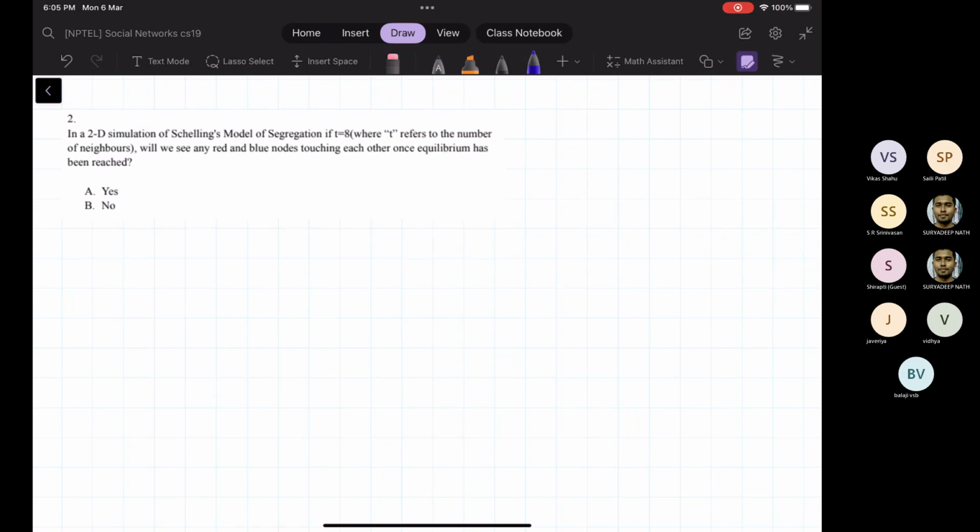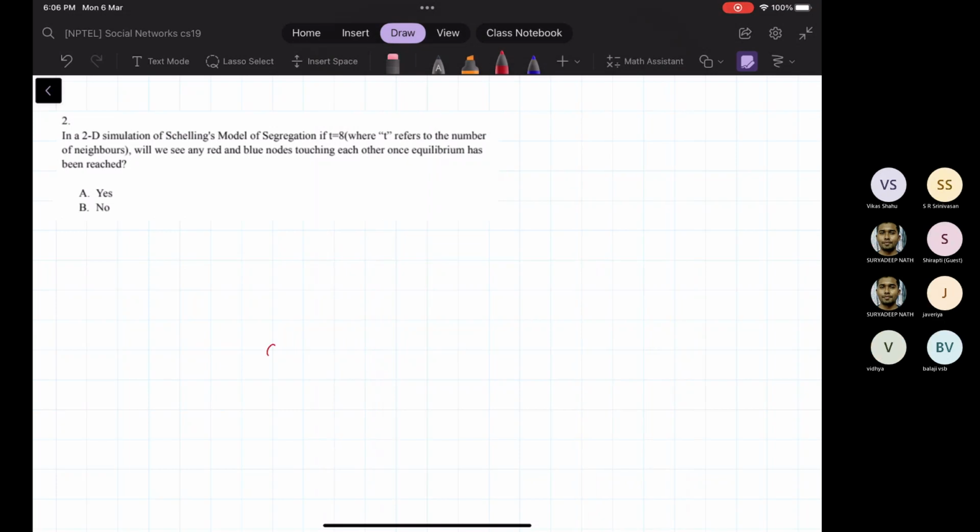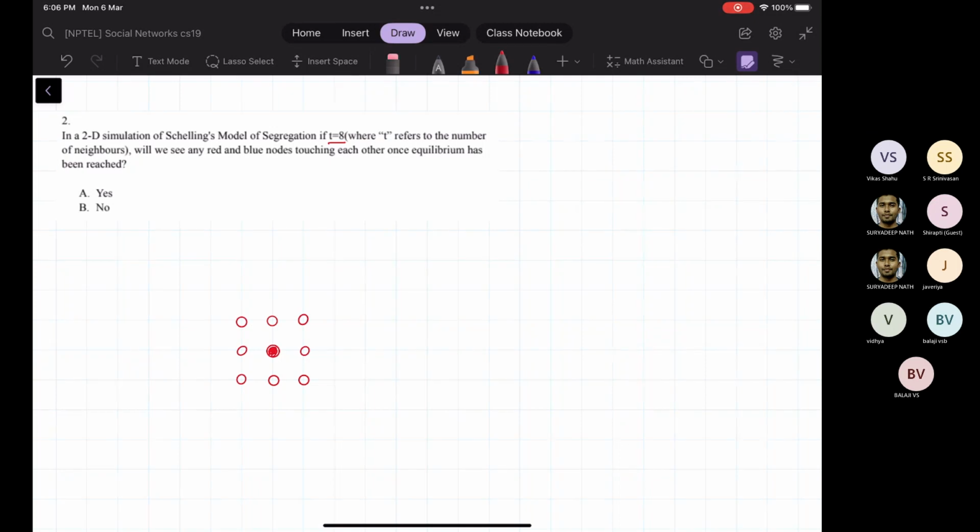In a 2D simulation of Schelling's model of segregation, where t equal to 8, where t refers to the number of neighbors, will we see any red and blue nodes touching each other once equilibrium has been reached? Let us first consider a red node. Its tolerance is t equal to 8, which means it's surrounded by 8 nodes of the similar type. So it's surrounded by 8 red nodes: 1, 2, 3, 4, 5, 6, 7, 8. So this was your random individual and it has been surrounded by 8 red nodes.